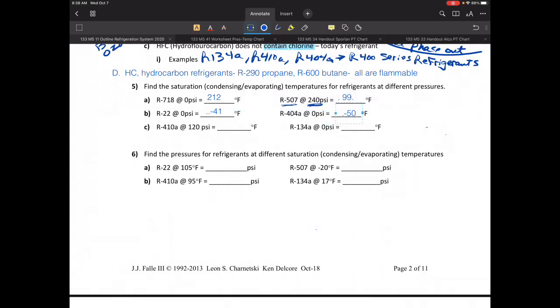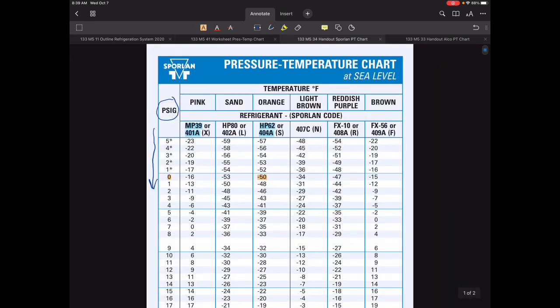Okay. All right, let's look at R410A. And R410A happens to be at 120 psi. So when R410A is pressurized at 120 psi, what will be its boiling point, or what will be its evaporating temp, or its condensing temp? And so in this case, R410A, 120 psi, and on this particular one here, you'll notice that it's not in any of the top ones.